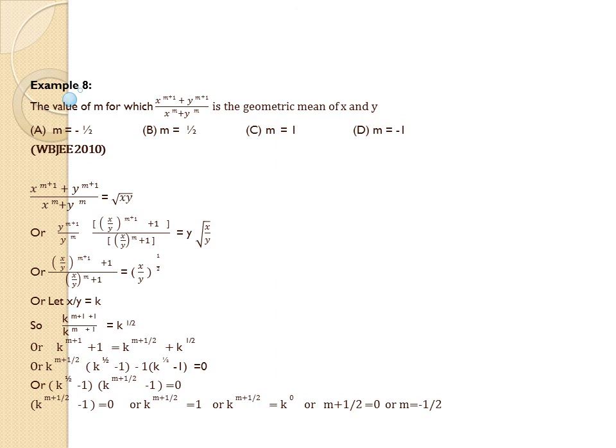So you just remember this: the value of m for which x to the power m plus 1 plus y to the power m plus 1 divided by x to the power m plus y to the power m is the geometric mean of x and y, the value of m will be minus half. That's it.